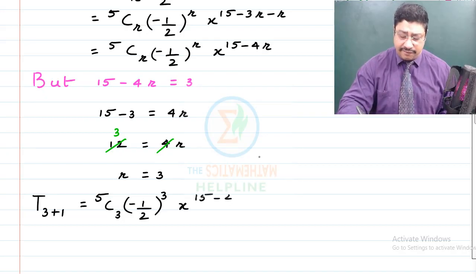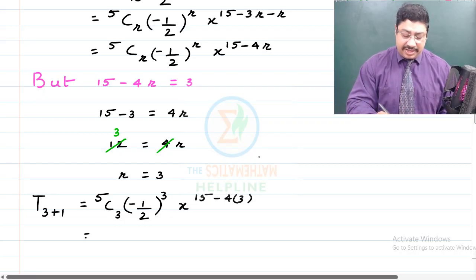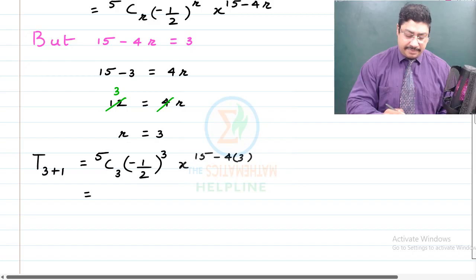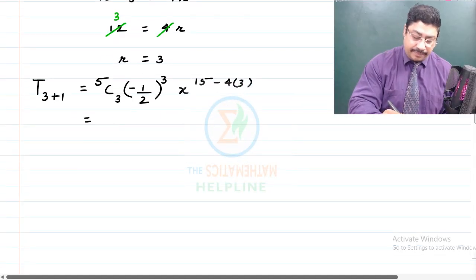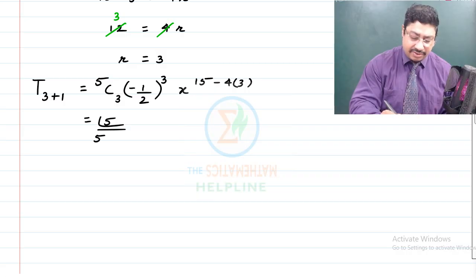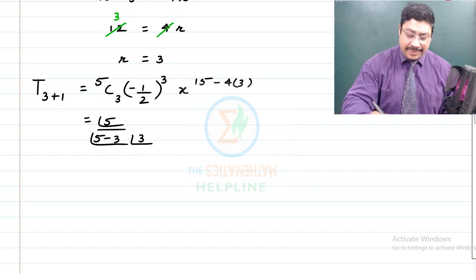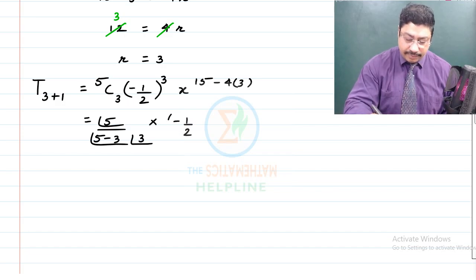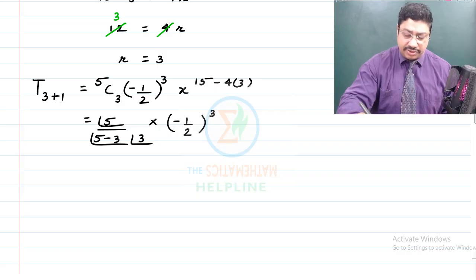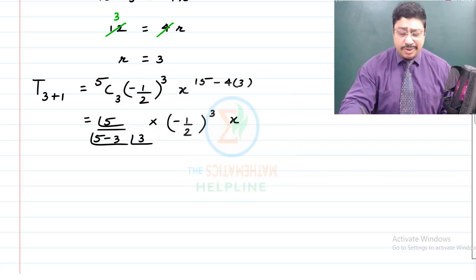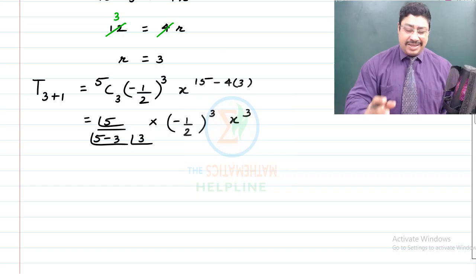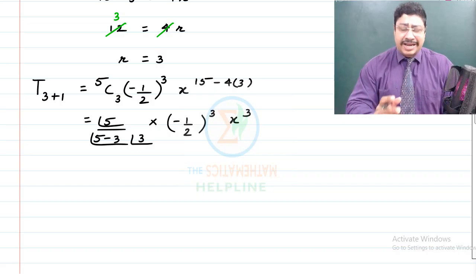So 15 minus 4 times 3, which is the value of r, has been kept. So for the children, this comes out to 5C3, which can be written as factorial 5 divided by factorial of (5 minus 3) times factorial 3, and further it is multiplied with (minus 1 upon 2) raised to the power 3, and x raised to the power 15 minus 12, which will again become equal to x cube. Thus, we have come over to the correct term, right?